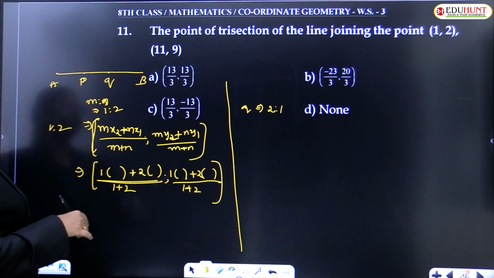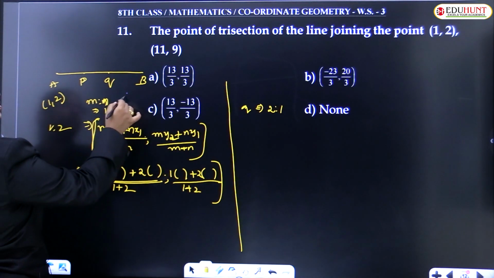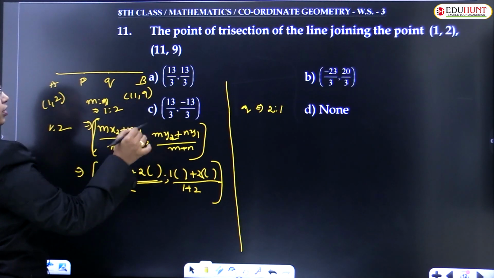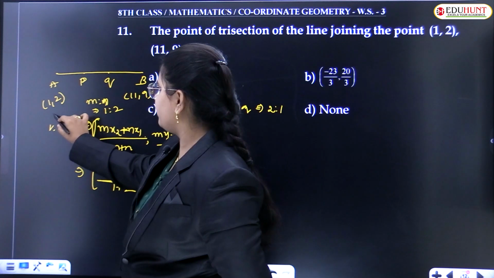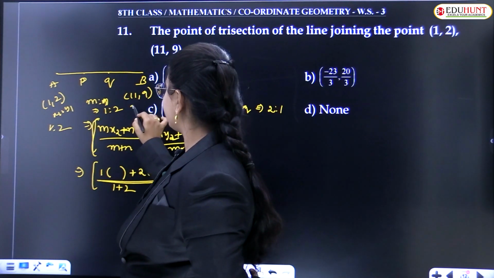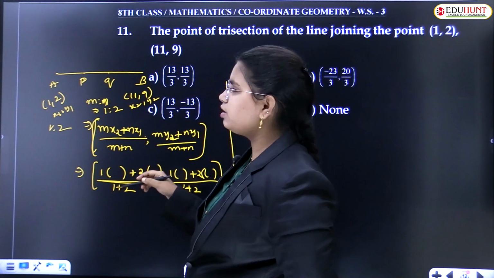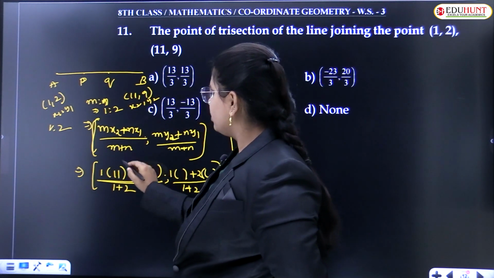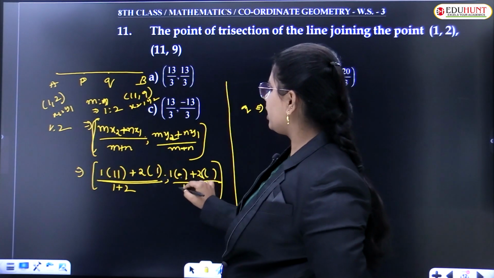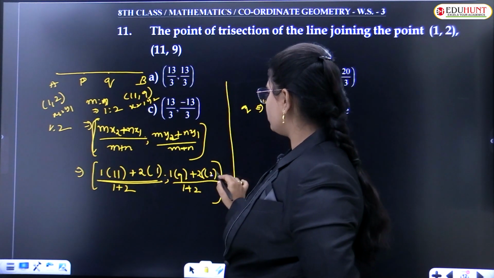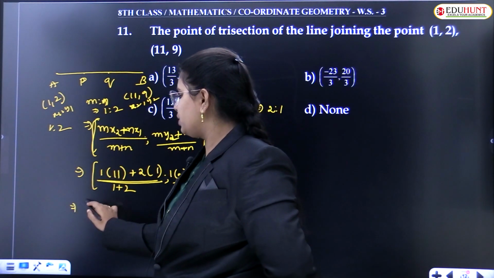So what is x2 here? What are the points which are given? First one is 1 comma 2, second one is 11 comma 9, correct? So this is x1 comma y1, and this is x2 y2. Yes, so we'll apply all the values here. What is x2? 11. What is x1? 1. What is y2? 9. What is y1? 2. Correct, it's 2. So we'll simplify the values.